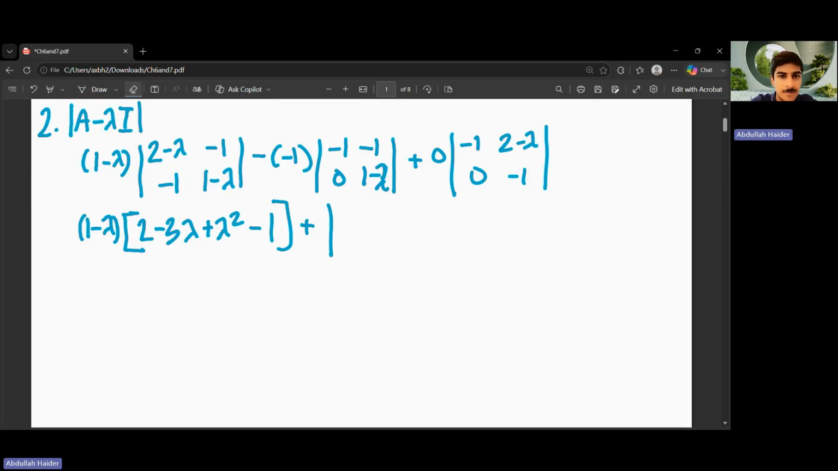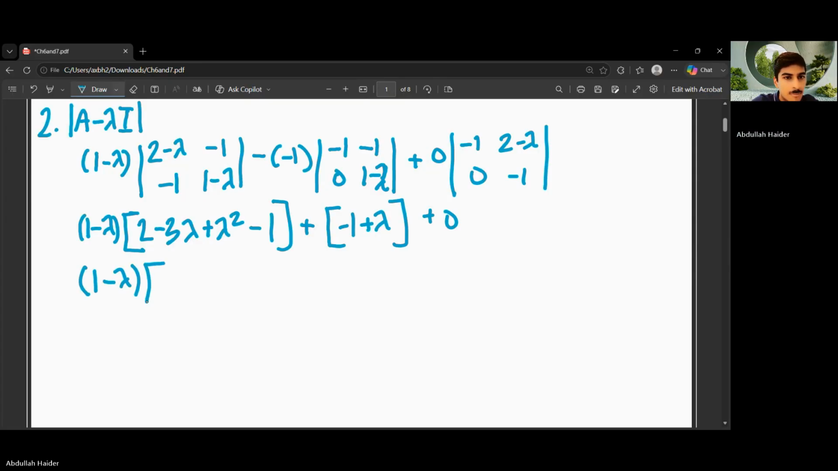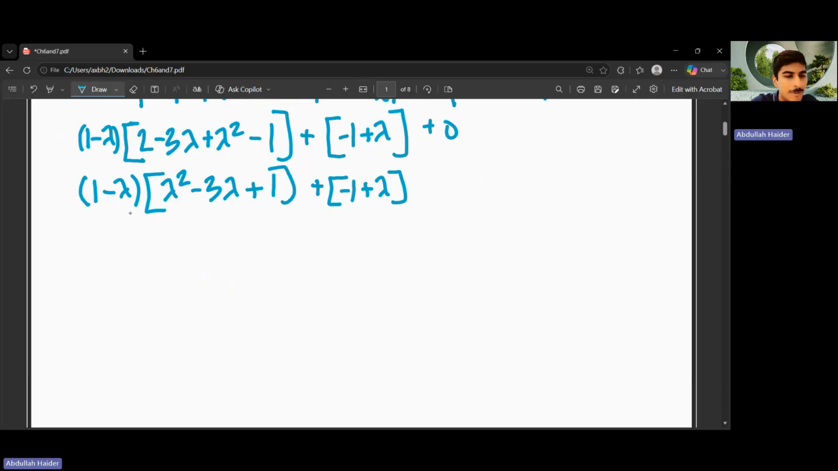am I writing it to the matrix? So -1 times 1 is -1 plus lambda minus 0, so this will be as it is, and this will become 0. So we have 1 minus lambda square minus 3 lambda. To be honest, this is one of the most annoying steps you'll do in this question. Plus -1 plus lambda. And yeah, you simplify, expand.